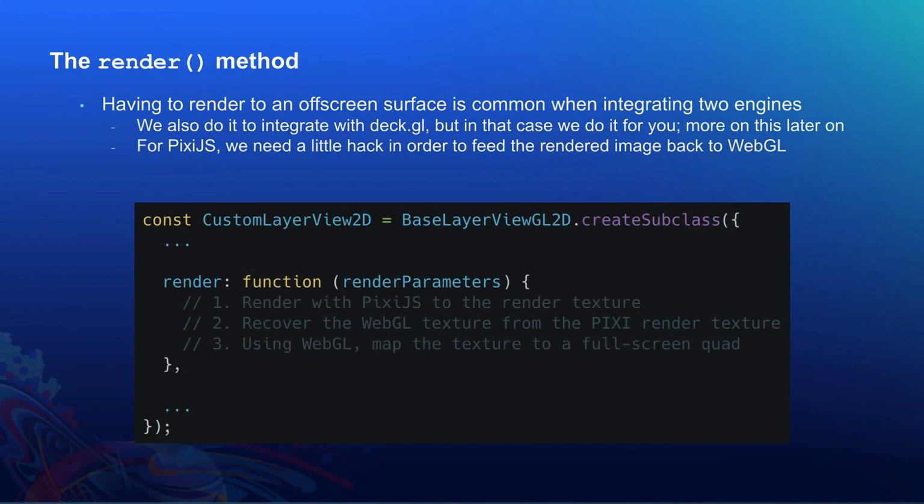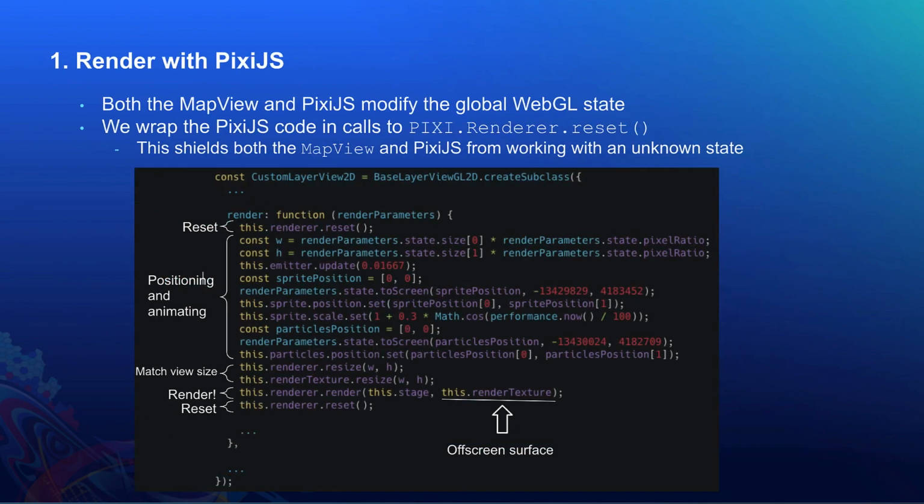All of these will take place in the render method. First, render with Pixi.js. Second, recover the rendered image. Third, composite it with the map view. It is a common way of integrating two rendering engines. In the case of Pixi.js, we will need a little hack to recover the rendered image so that we can draw it. Let's start with the easy part, rendering with Pixi.js.